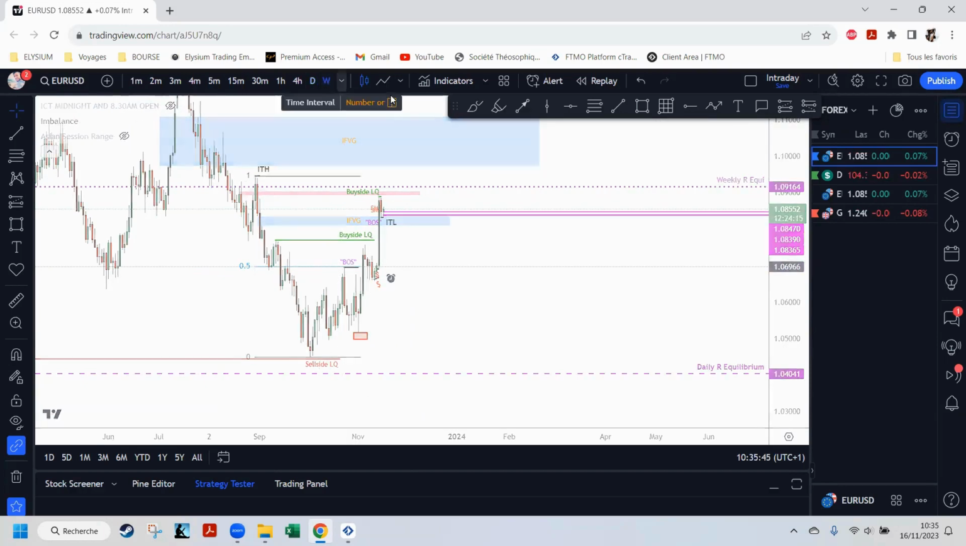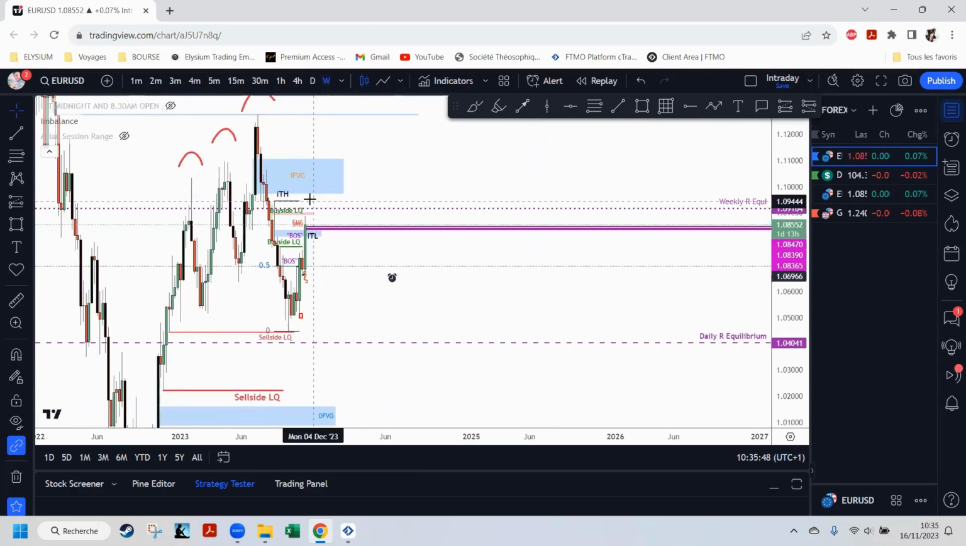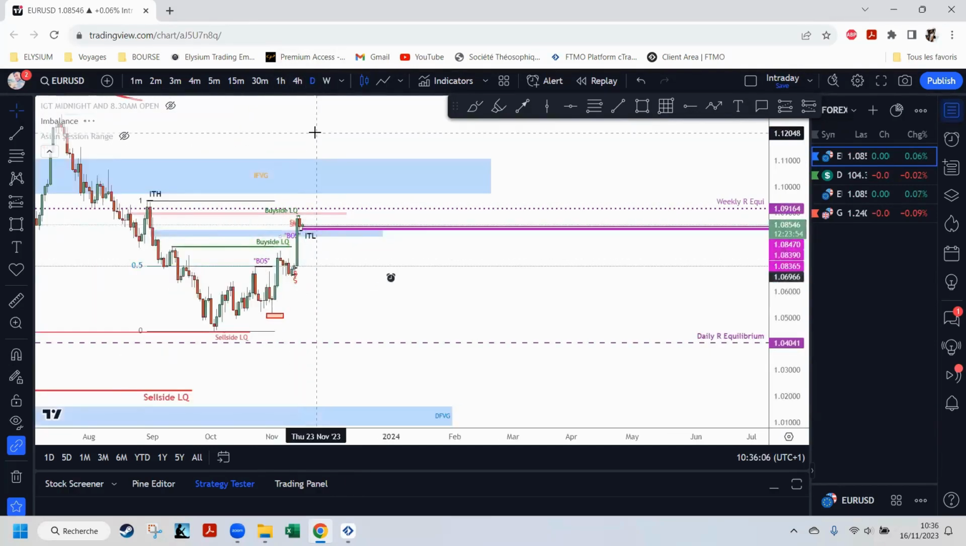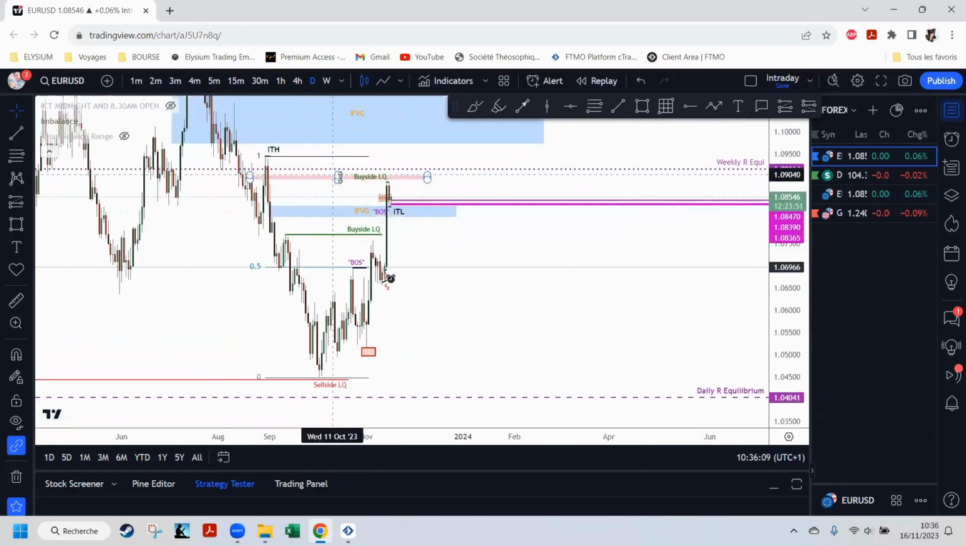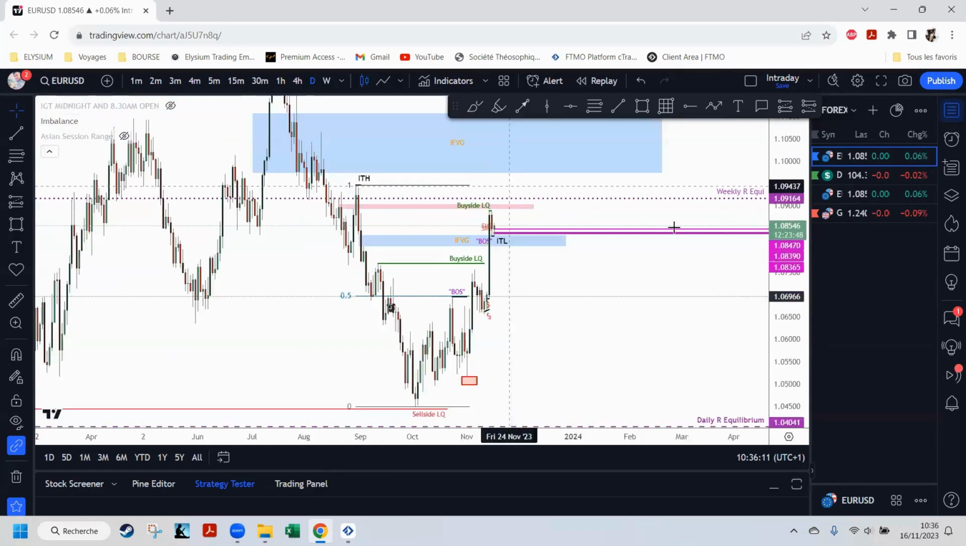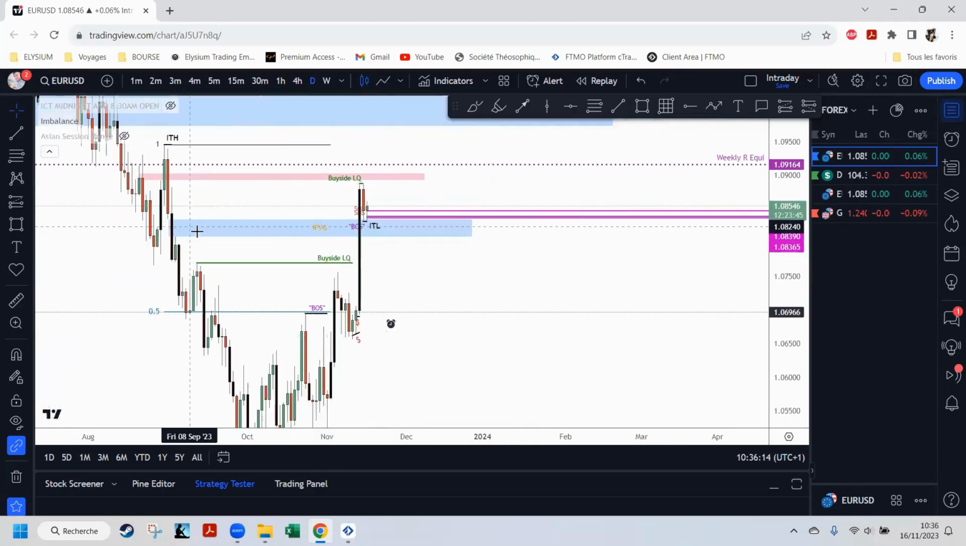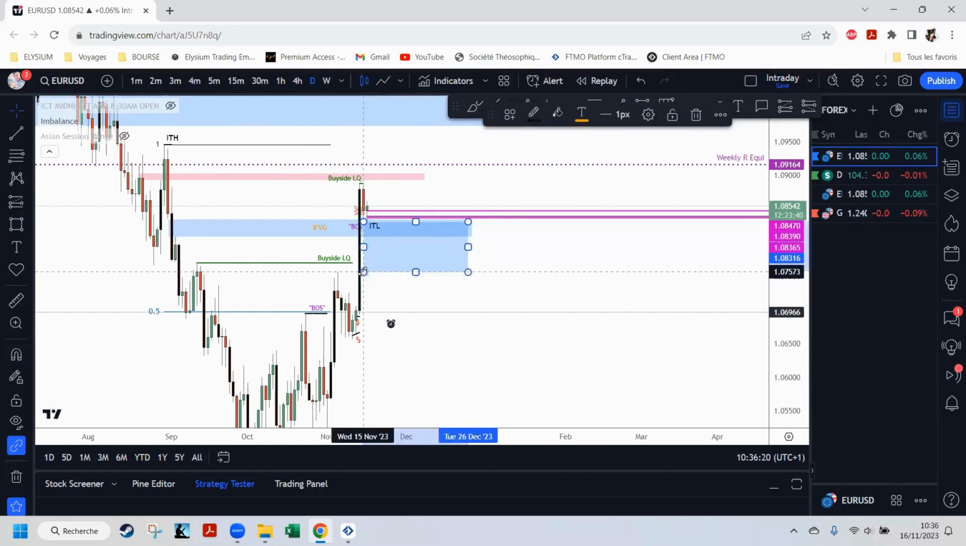So this inverted fair value gap, I believe it's on the weekly, okay? Why is it important? Because it took many weeks, okay? And once we closed below, we didn't come retest this area. So maybe we will go into this area. Maybe. I will try to see the reactions, okay? Now, we have this big candle, big fair value gap.